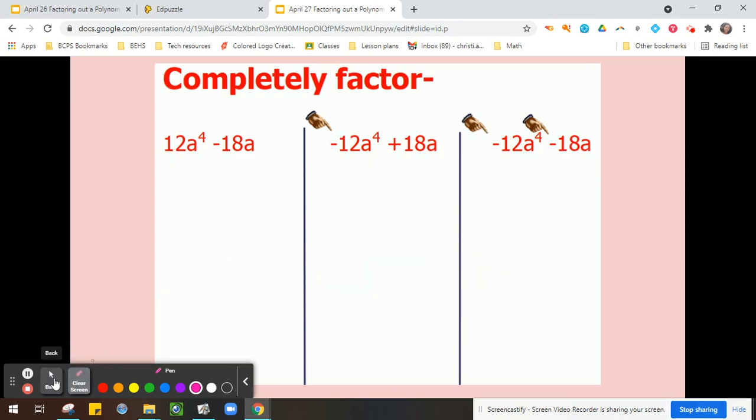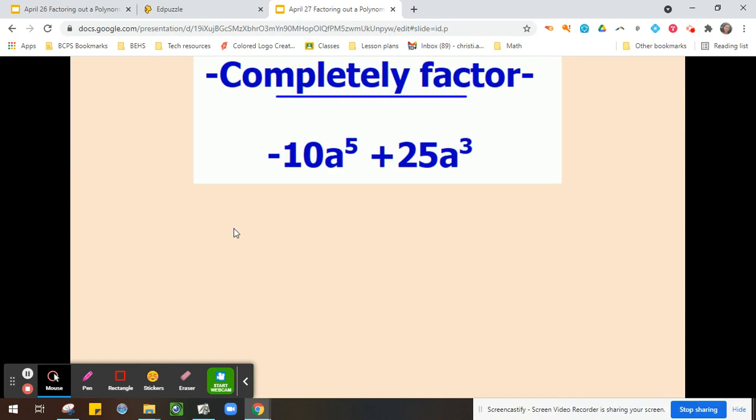So practicing again. On this one, I can see that my leading coefficient is negative, so I know my GCF is going to be negative. So maybe I come over here and I say 10 and 25. My smallest number is 10. So I'm going to say 1 times 10 and 2 times 5. And then 3 and 4 go between here, but they don't work as factors of 10.